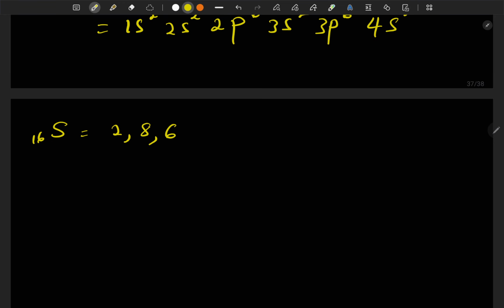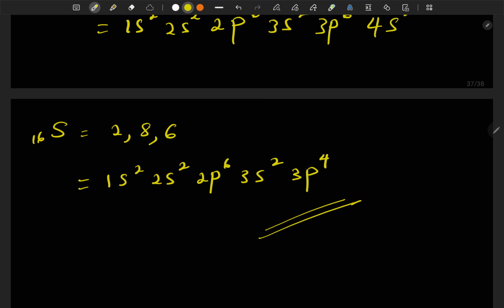So how do we write the orbital electronic configuration? That will be 1s2, the next one 2s2, 2p6, 3s2. Now how many electrons do we have left? 2 plus 2 is 4, plus 6 is 10, plus 2 is 12. We are going to 16, so we have 4 electrons left, and the remaining 4 electrons will go into the 3p orbital, 3p4. I hope that is clear. Did you get it right?